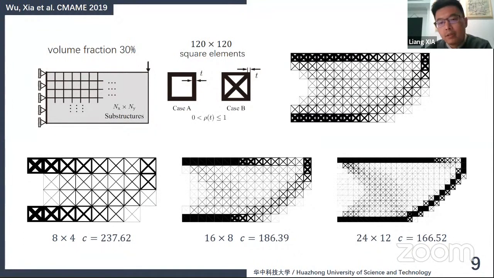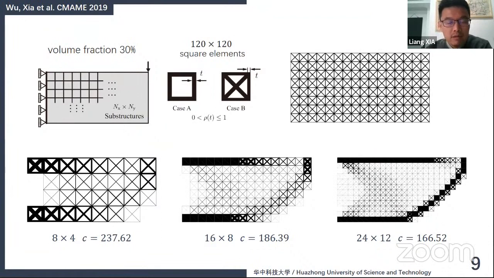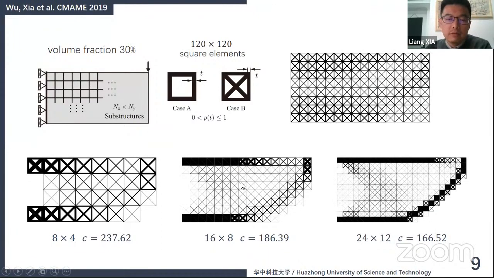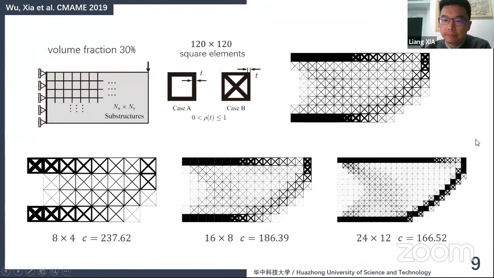This is very similar to those density-based designs when the penalty parameter is set as 1. But the thing is, these intermediate density lattices are physically clear and they can be fabricated or sent for 3D printing with little sacrifice of the design performance.